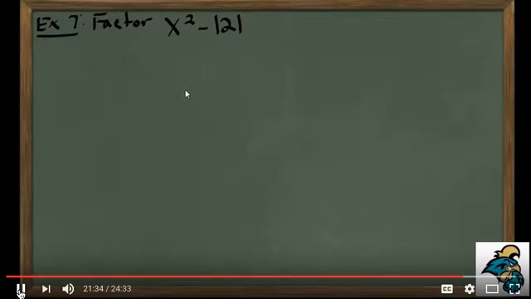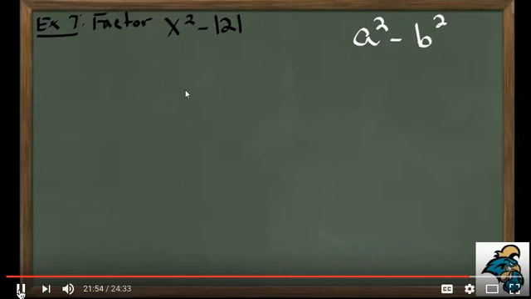Example 7, factor x squared minus 121. Now, you see there are only two terms, so we're no longer dealing with a trinomial, but you still look for a greatest common factor first. You see that x squared and 121 don't have anything in common. So now we need to look at our difference of squares.